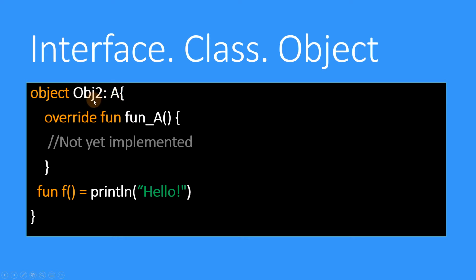So objects can be declared with the keyword object, and then they can also implement an interface. So that's the difference between object and regular variables. And here it overrides the fun A, and then it can implement that function. And it can also have its own functions and properties.